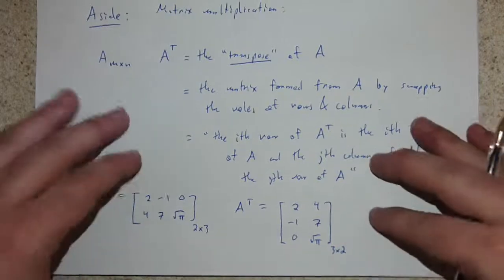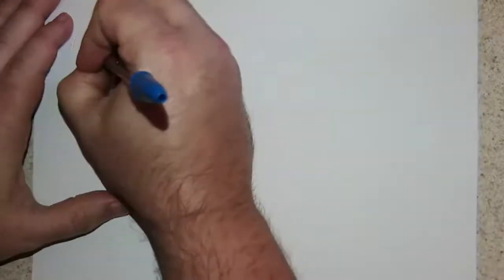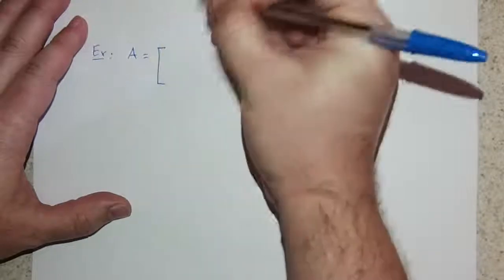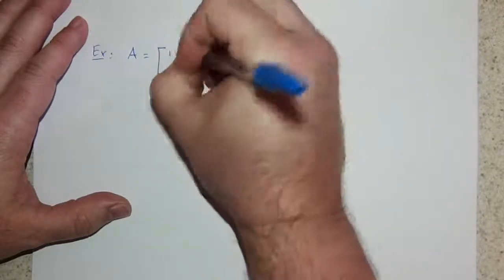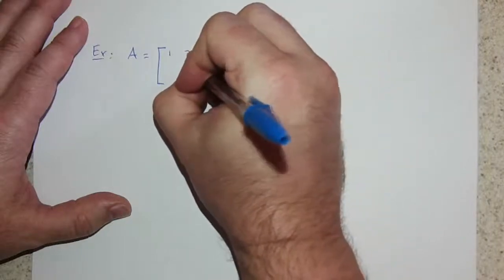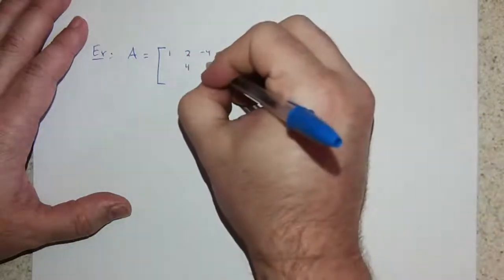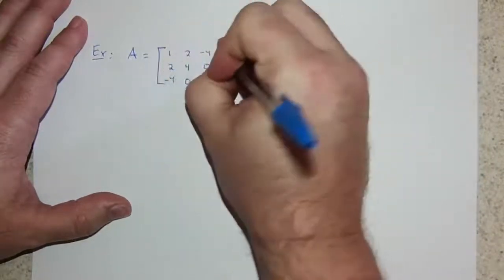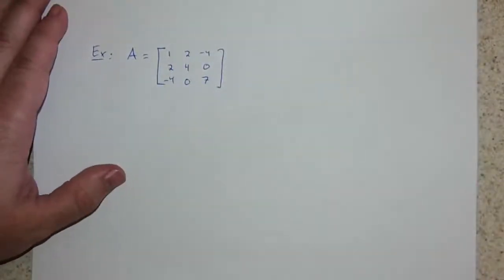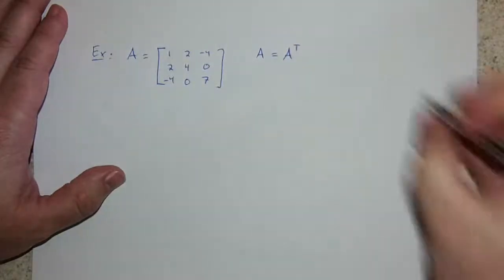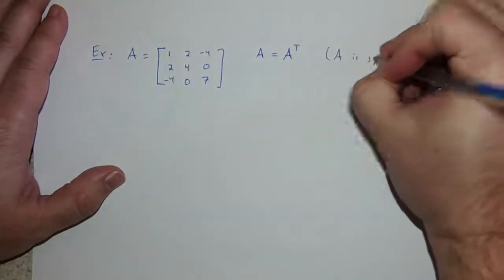And so what's an example of a symmetric matrix? Let's do another quick example. Here's matrix A. Let's say this is 1, 2, minus 4. I'm going to fill this in as 4, 7. And I'm going to put 0 here, 0 here, 2 there, and minus 4 there. Okay. Notice that A is equal to A transpose. This is called being symmetric.